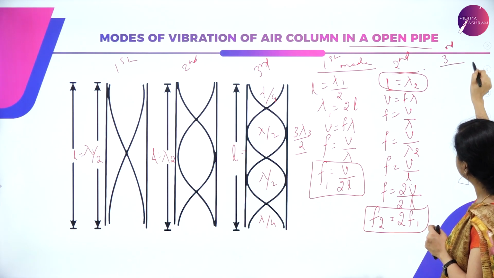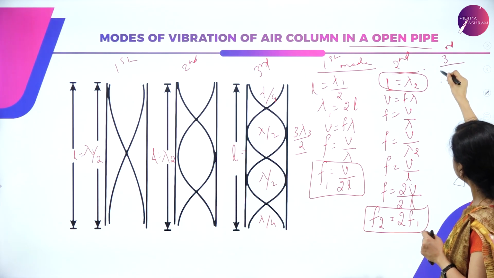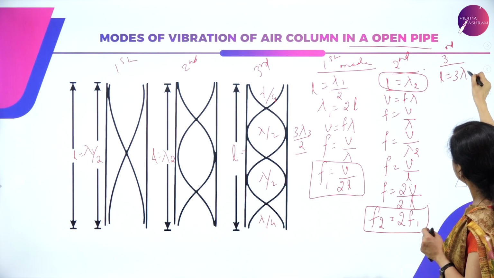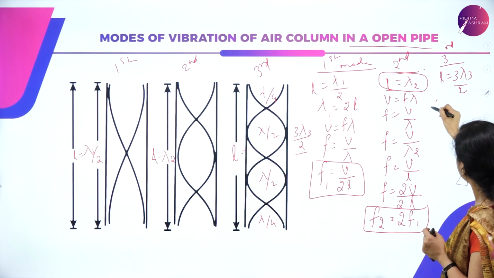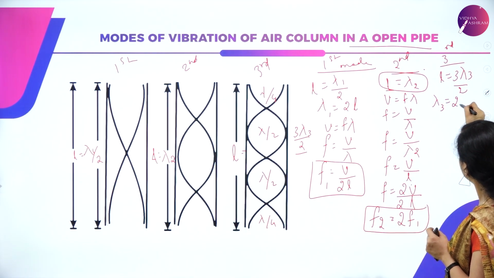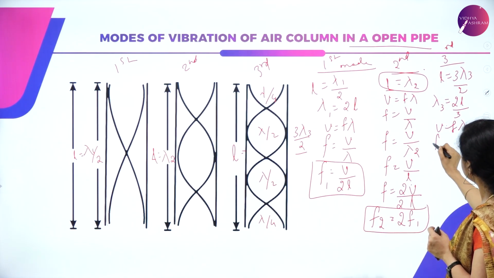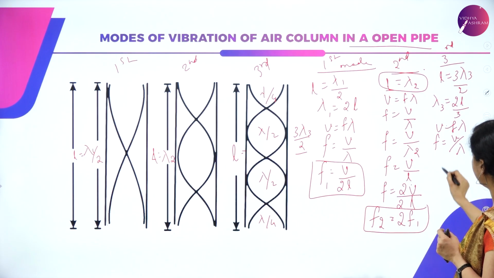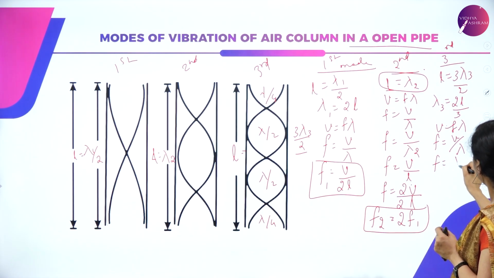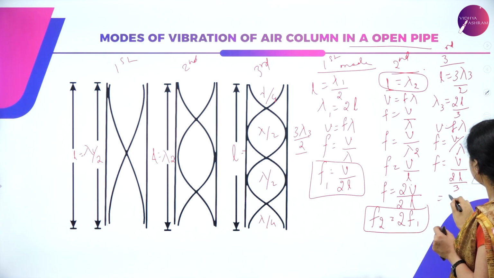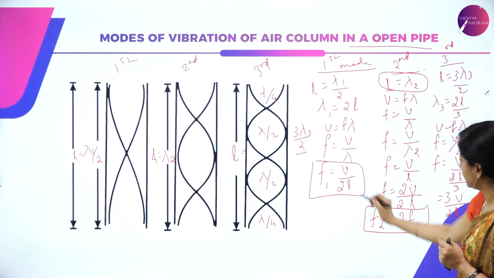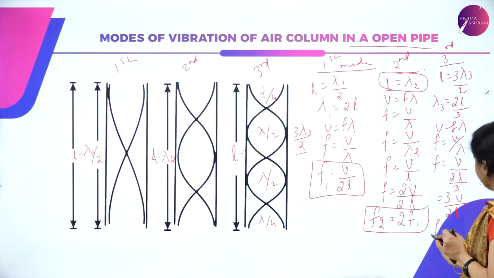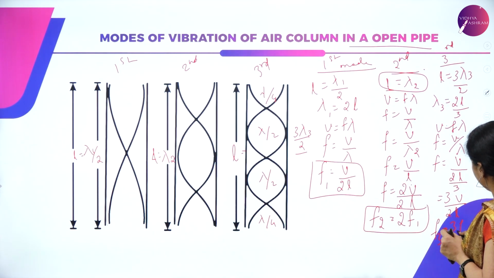So next we'll take third mode of vibration, where the length is given by 3 lambda 3 divided by 2, or lambda 3 is equal to 2L divided by 3. V is equal to F lambda, F is equal to V by lambda. So F is equal to V divided by 2L by 3, or it can be written as 3 into V by 2L. So V by 2L is nothing but F1. So here F3 is equal to 3 into F1.